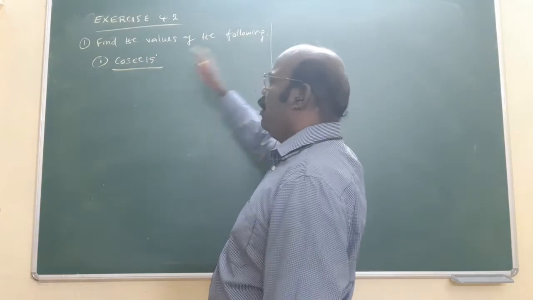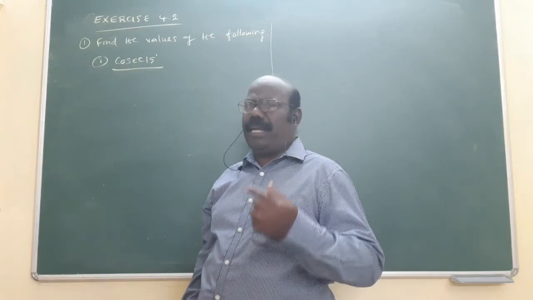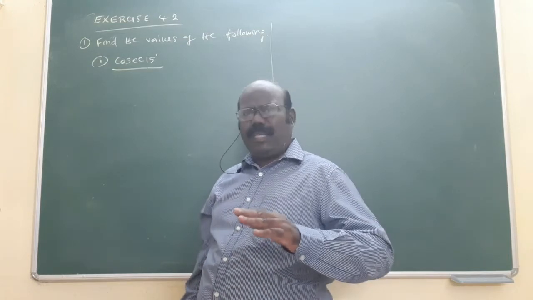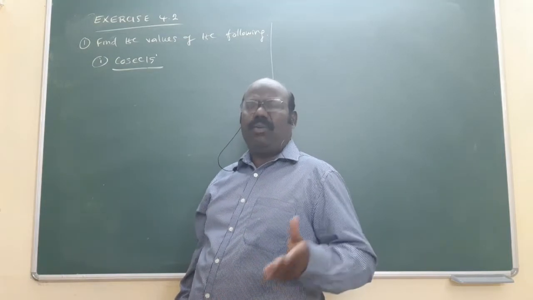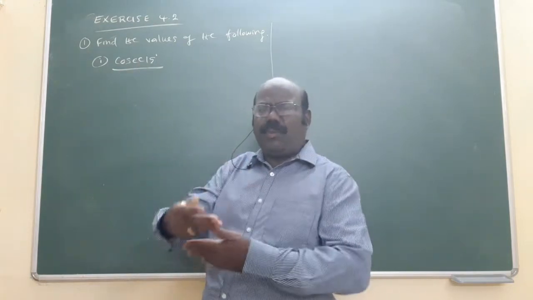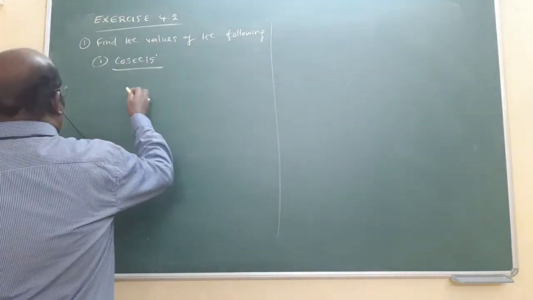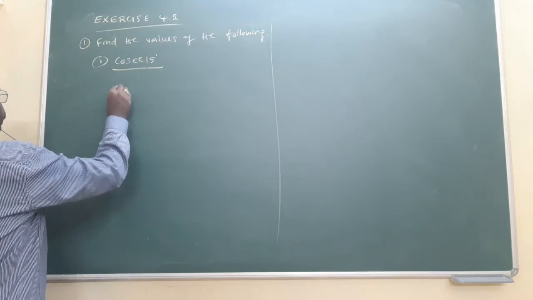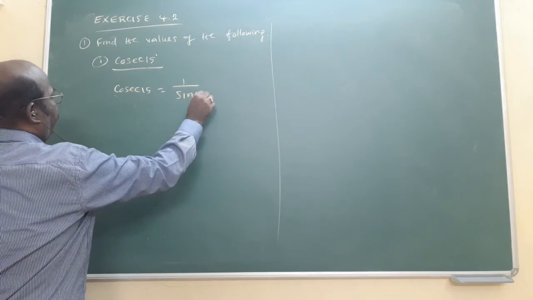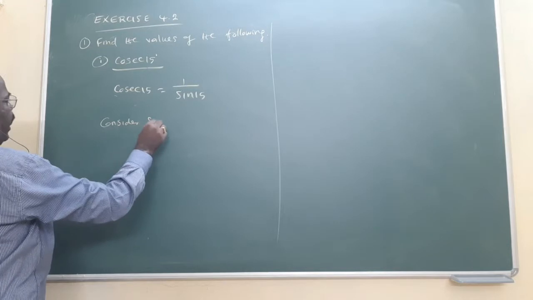Now what is being asked? Find the value of the following. The first subdivision asks for cosecant 15. We know the formulas for sin A plus B and sin A minus B, but there is no cosecant formula. Cosecant is the reciprocal of sin; cosecant is 1 by sin. So find sin 15 degree and then take the reciprocal. That is called cosecant 15. Cosecant 15 equals 1 by sin 15. So consider sin 15 degree.